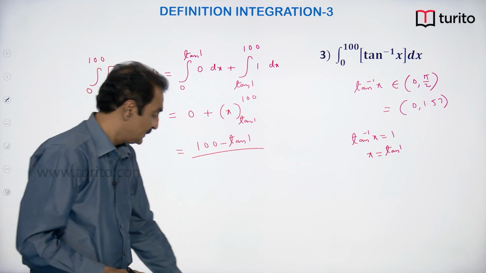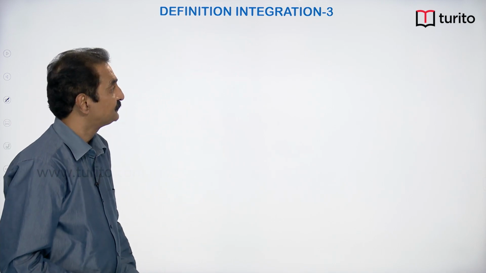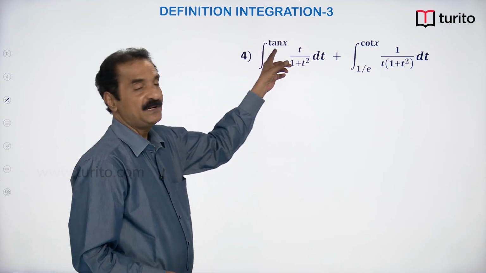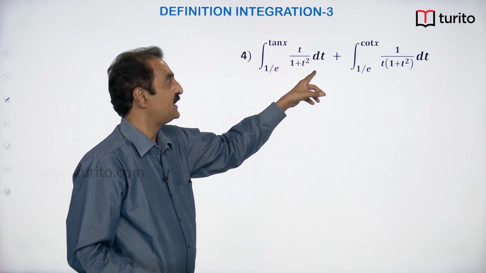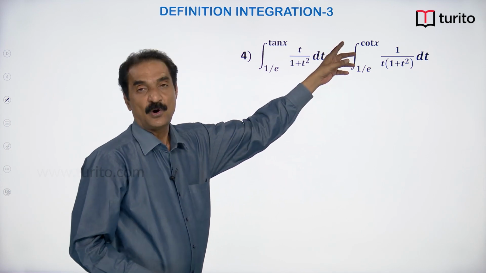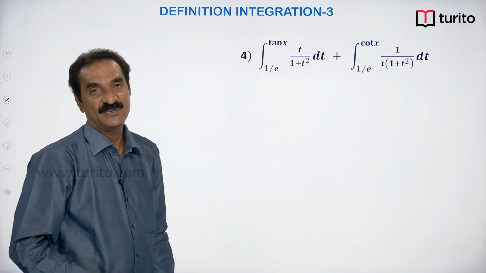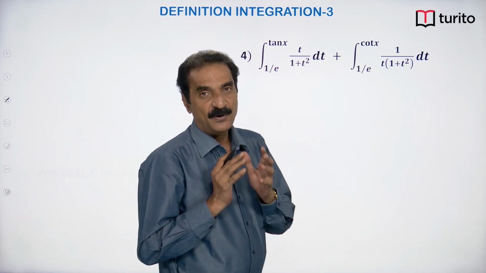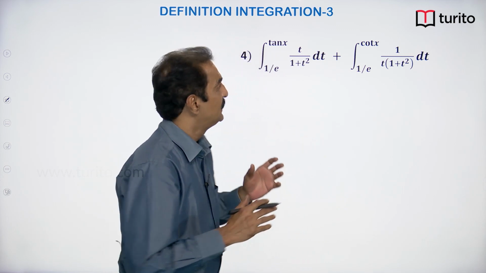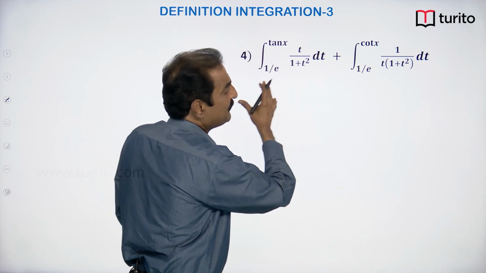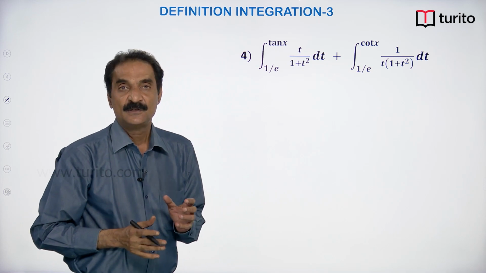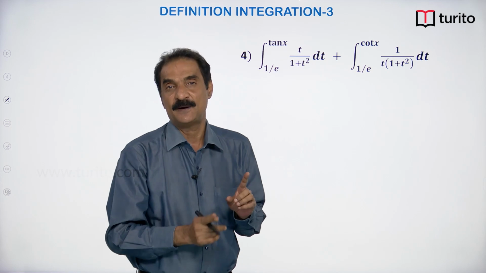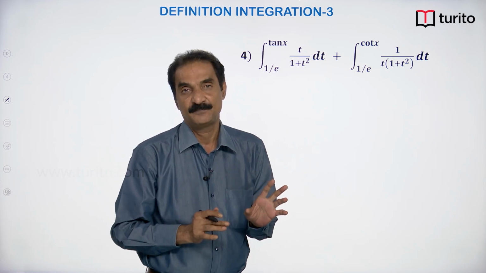Okay. Next question, integral 1 by e to tan x of t by 1 plus t square plus integral 1 by e to cot x of 1 by t into 1 plus t square dt. Here there is one important point to remember. Whenever the question is given as a sum of two definite integrals, you do not calculate both, you calculate one of them and combine with the other.